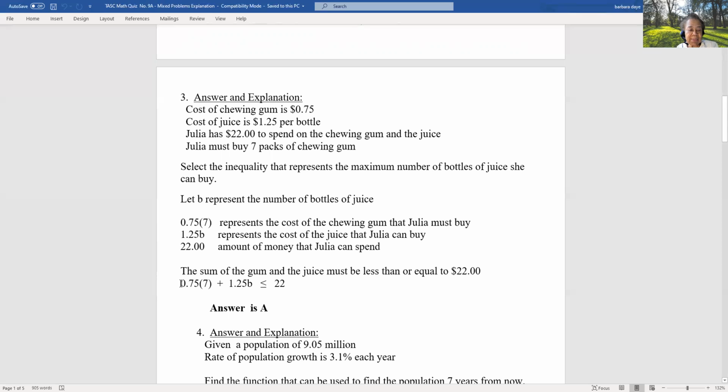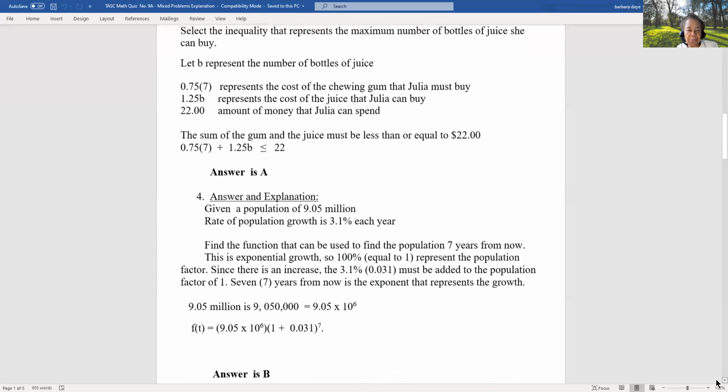The sum is 0.75 times 7, that's the chewing gum that she must buy, plus $1.25 times B, the number of bottles that she can buy, and that must be less than or equal to $22. And that's what the symbol here is, less than or equal to 22. The answer is A. Okay, let's go to number 4.